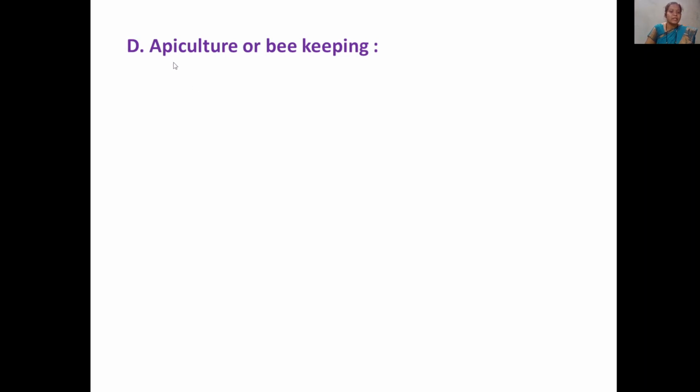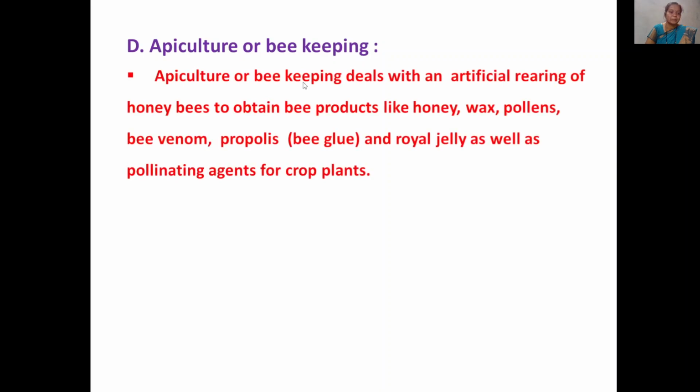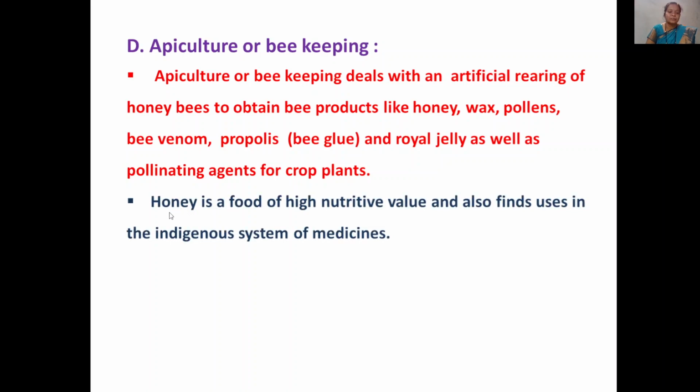In this slide we see apiculture or beekeeping. Apiculture or beekeeping deals with the artificial rearing of honeybees to obtain bee products like honey, wax, pollens, bee venom, propolis, that is the bee glue, and royal jelly, as well as pollinating agents for crop plants. Honey is a food of high nutritive value and also finds uses in the indigenous system of medicines.